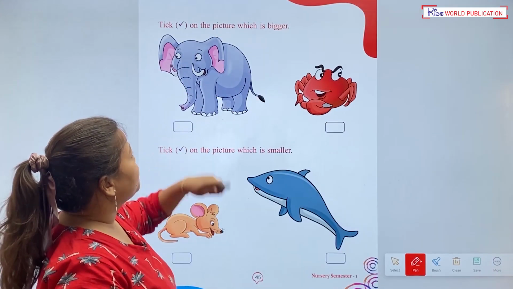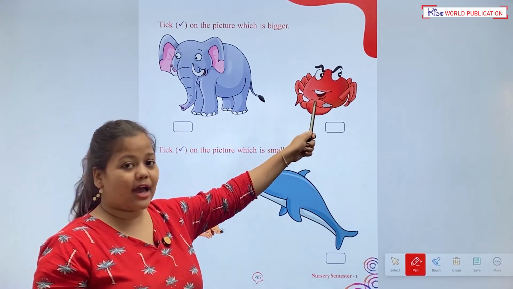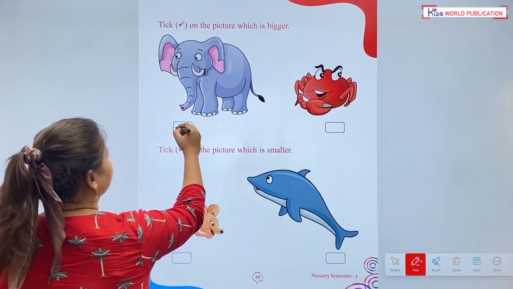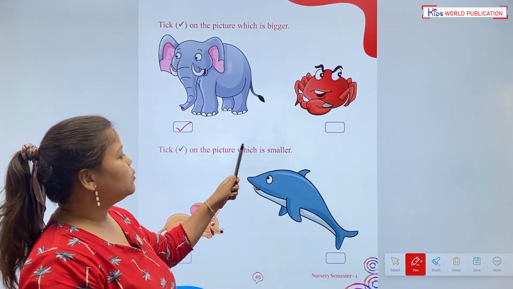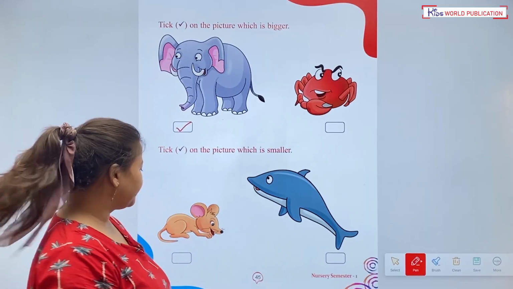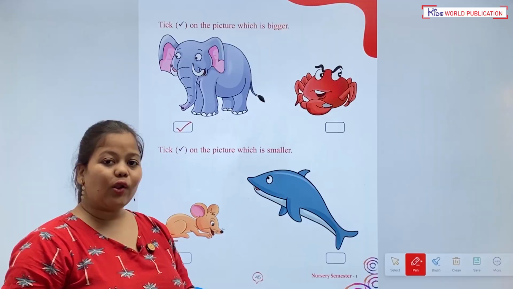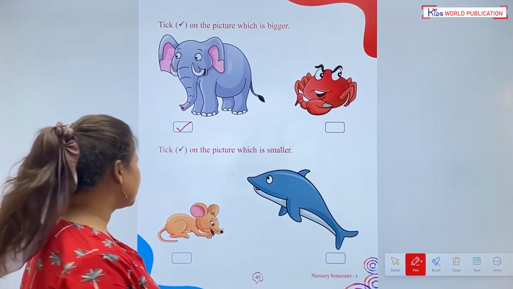Tick on the picture which is bigger. Elephant or crab, which is bigger? Elephant. Tick on the picture which is smaller. Rat or dolphin, which is smaller? Rat is smaller.